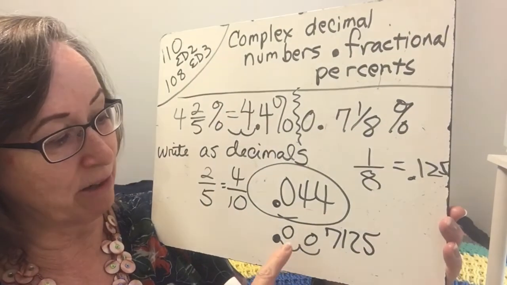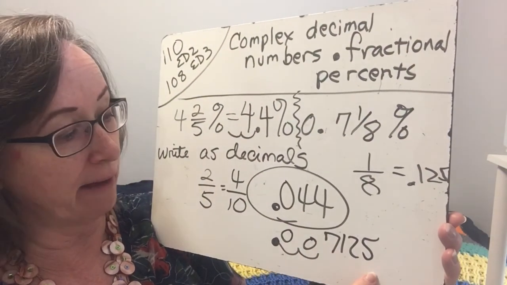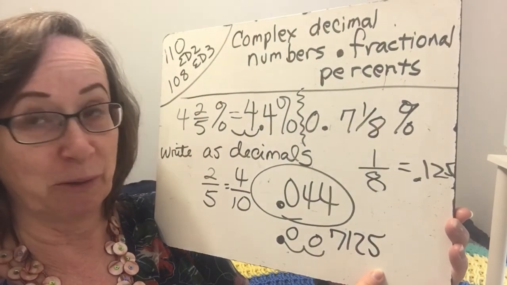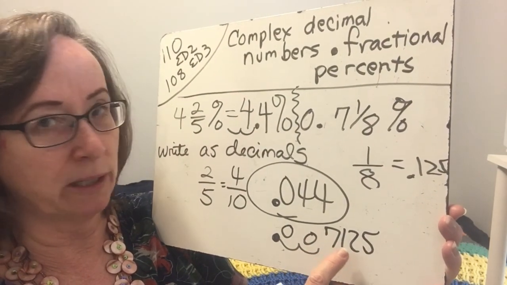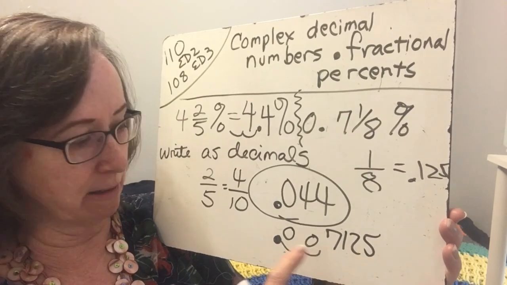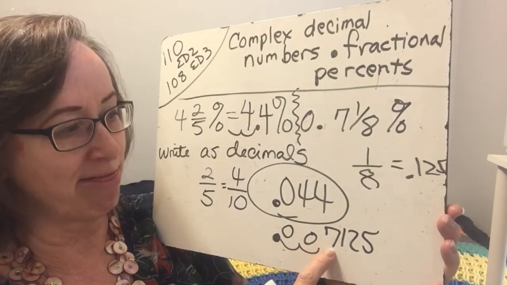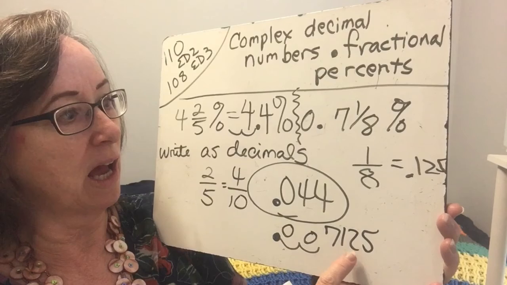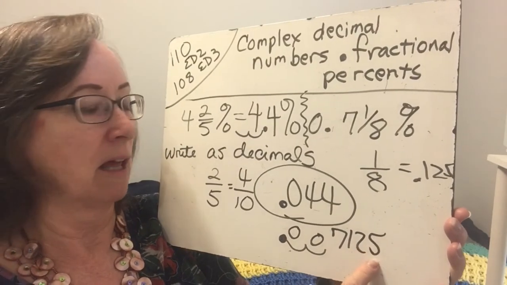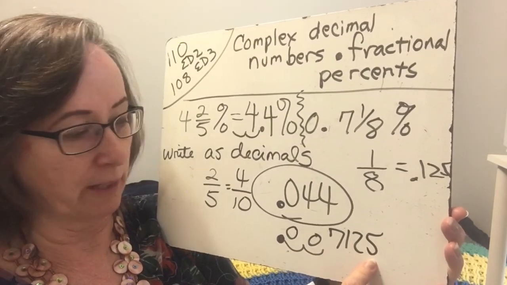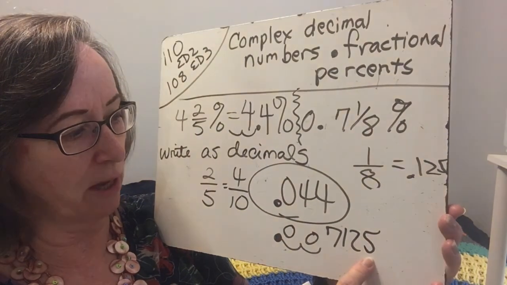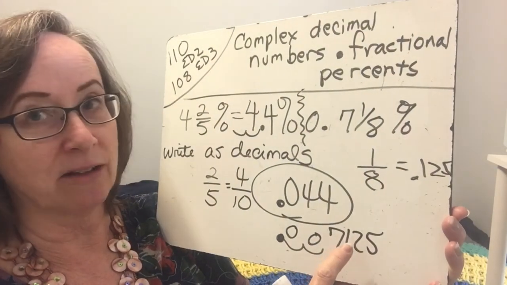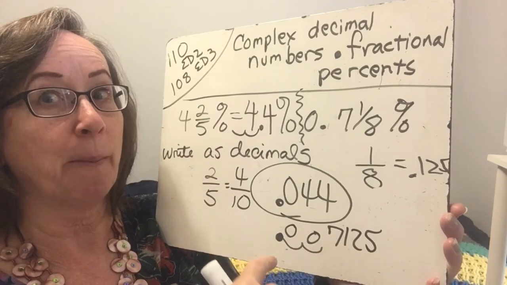So 0.007125, which, if we were to read it, is 7,125 what? Tenths, hundredths, thousandths, 10,000ths, 100,000ths, millionths. Okay, because thousandths is a millionth. All right, so 7,125 millionths.